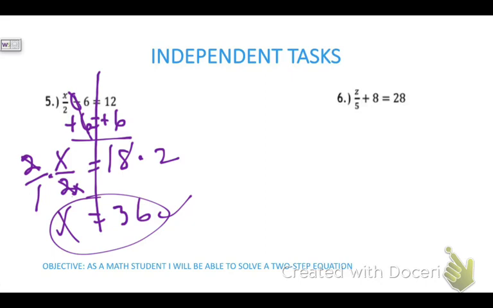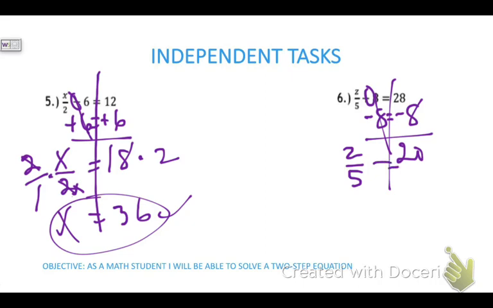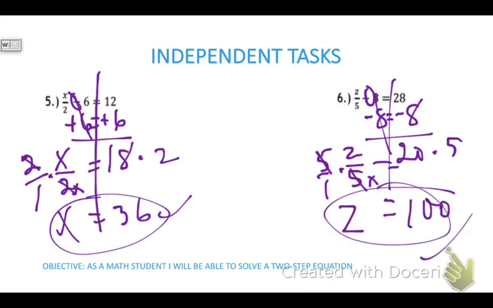All right, here we go again. So we got addition here. We're going to subtract both sides by 8. And we get 0 here, and 28 minus 8 is 20. We got z over 5. That's not a 2, that's a z. And we want to multiply both sides by 5 because this right here we want to get rid of. So we can multiply both sides by that number. And we have z down here equals 20 times 5, which is 100. There you go, ladies and gentlemen. Congratulations, you got it.